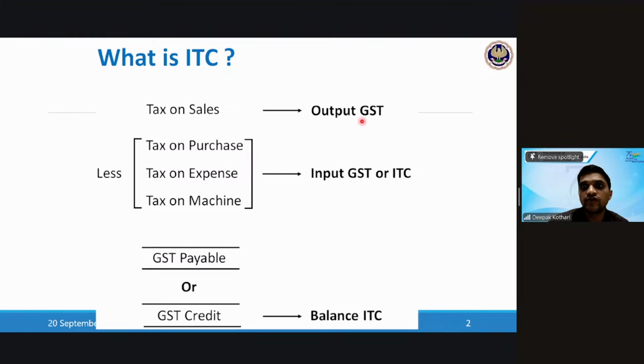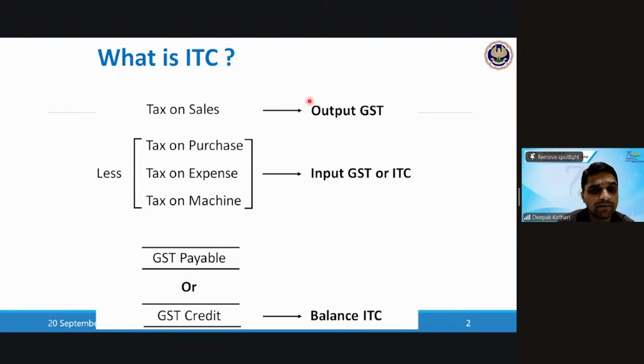On your output, you reduce your input tax credit, and the balance is GST payable. Output minus input is your GST payable. But in some cases your output may be less and your input more. Then it is a negative value, and that is called GST credit, which is a balance of the ITC. That balance, wherein you have more input tax credit than your output, you can use in your subsequent month. ठीक है.